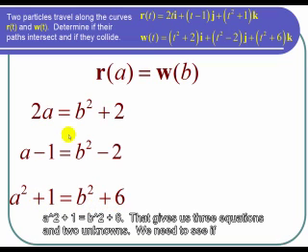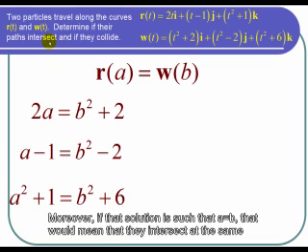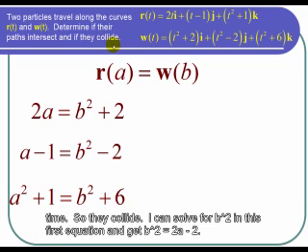So that gives us 3 equations and 2 unknowns. We need to see if they have a solution for a and b. And if they do, then we know their paths intersect. Moreover, if that solution is such that a is equal to b, that would mean that they intersect at the same time, so they collide.